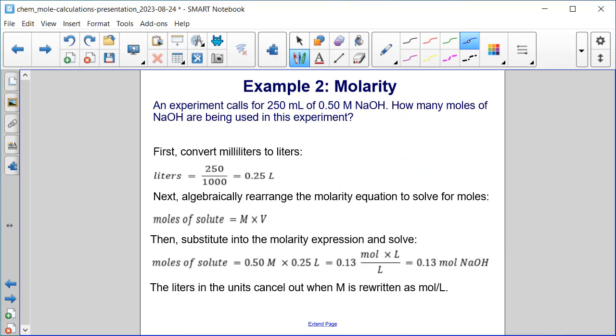From the previous slide, we knew our volume, and we know that we have 0.5 molar, or moles per liter, multiplied by liters. So 0.5 times 0.25 is 0.13 moles of NaOH.